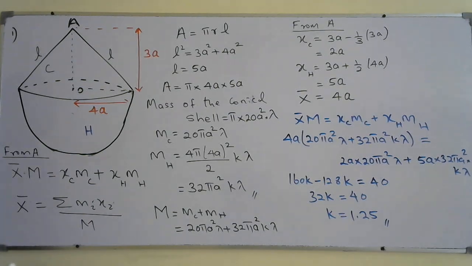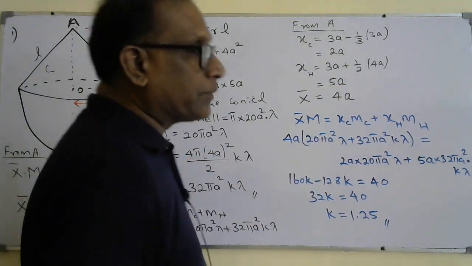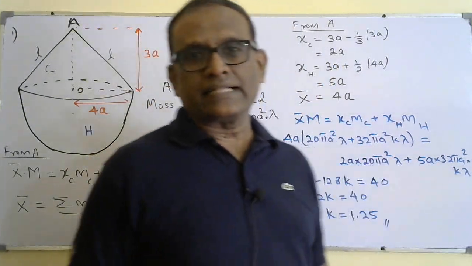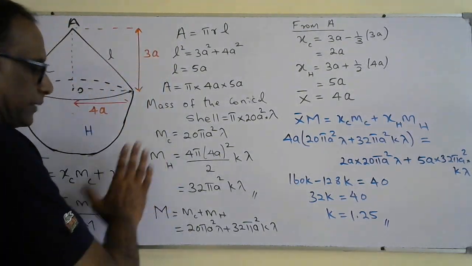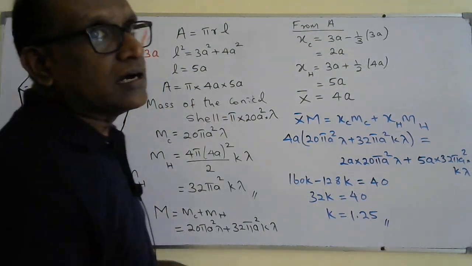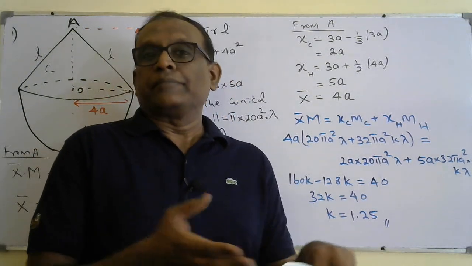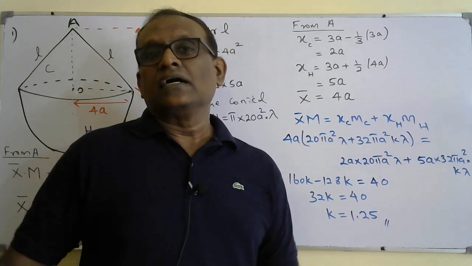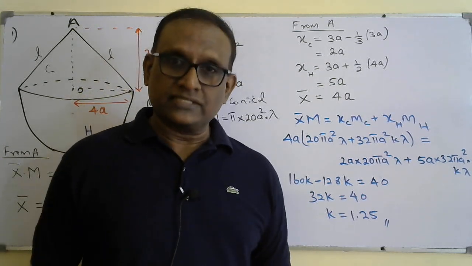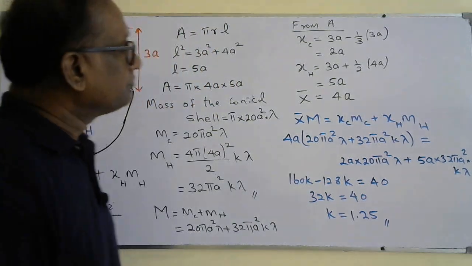Only the problem solving, sometimes you might make a careless mistake, but understand the principle, that is sigma mi xi over sigma mi is the x bar, that is the center of mass of the system of objects.